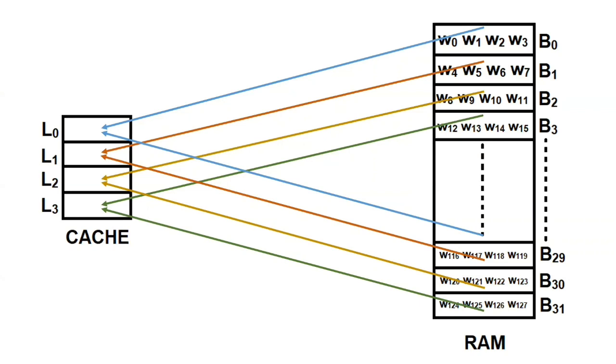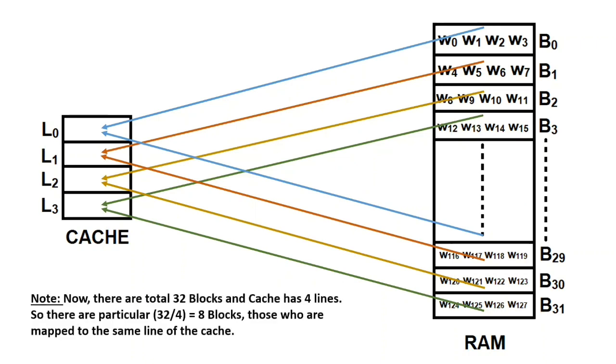Here is an important fact, and you have to understand it. There are 32 blocks in total and the cache has 4 lines. So there are 32 by 4, that is 8 blocks, that are mapped to the same line of the cache. What does this mean? Here are B0 to B31, 32 blocks in total, and if we apply the formula L equals K mod N for each and every block, we will see that the result is the same for particular sets of 8 blocks.